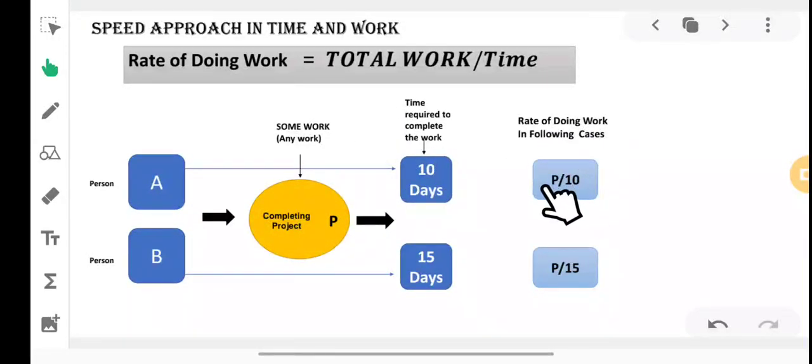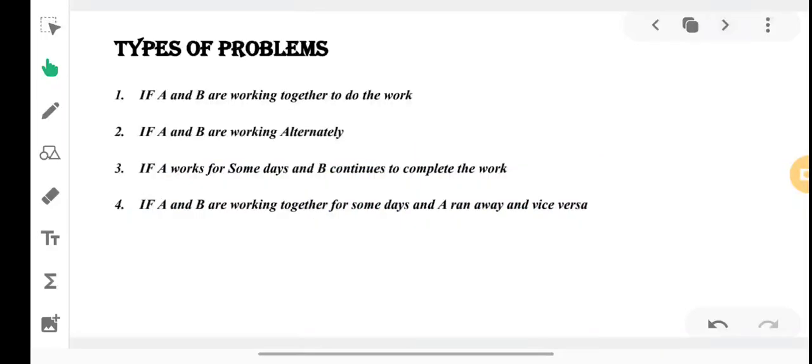Therefore, the rate of doing work for person A is P by 10, and the rate of doing work for person B is P by 15. So this is the basic detail, this is the base of work and time. If you understand this base, you can solve any problem in a simpler way. So I'll tell you which types of problems will be asked in the exams. Let's see. These types of problems are asked in the exam.